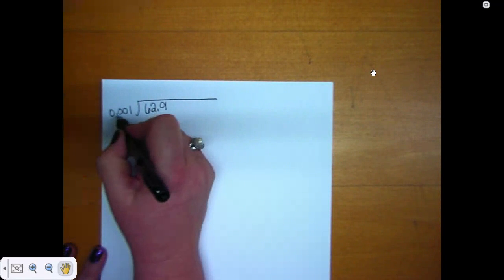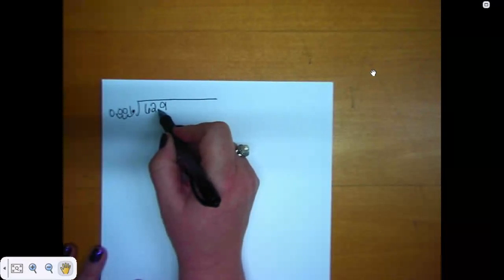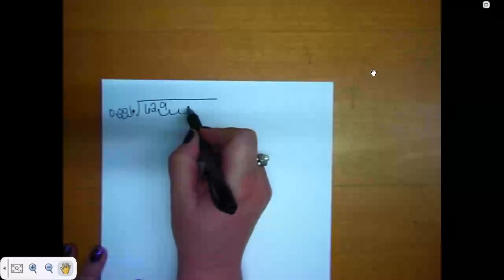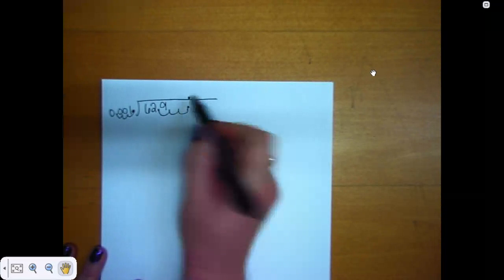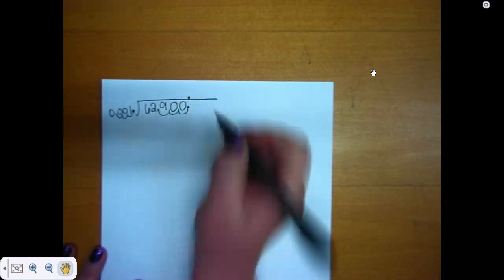So I'm going to move my decimal 1, 2, 3. So my decimal's now here. And I'm going to move this one 1, 2, 3. So my decimal is now here. I'm going to put it up here, and I need to fill in here with zeros. So now this is 1.